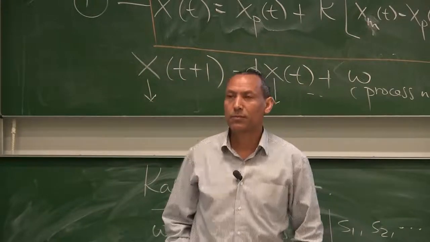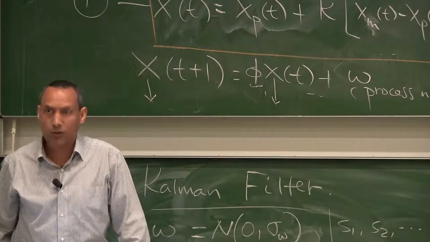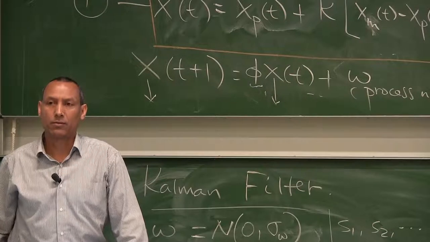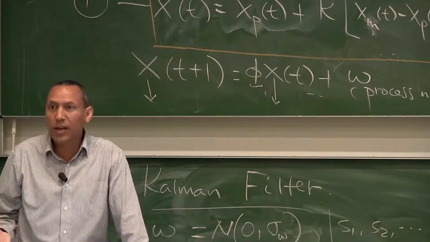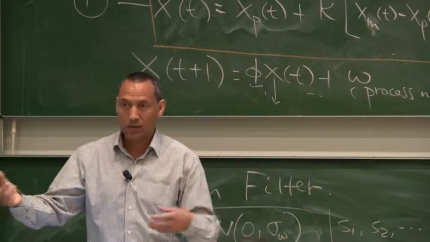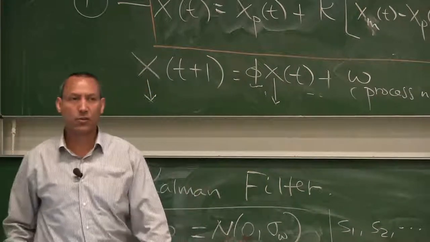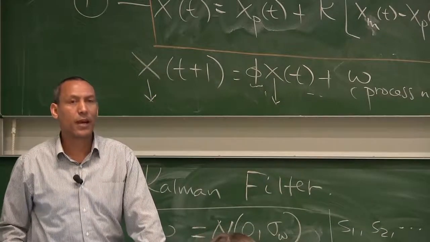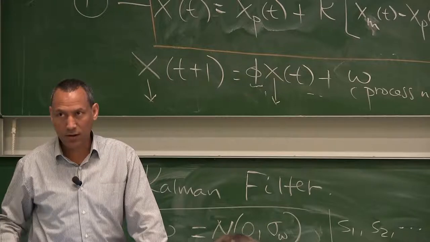Yes? Are prediction and measurement uncorrelated? Uncorrelated, yes. That's what we say. Because when we do prediction, we haven't made any measurement yet. You can pick any sensor, any measurement. Still, the statistics will stay. So one has nothing to do with the other. Any other? So we are fine so far.